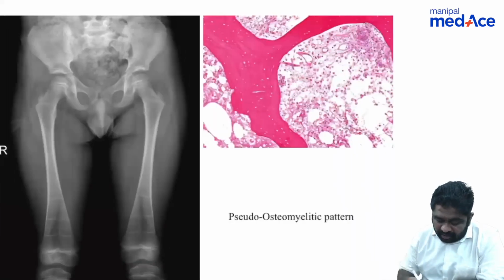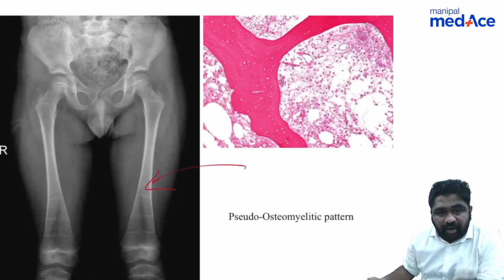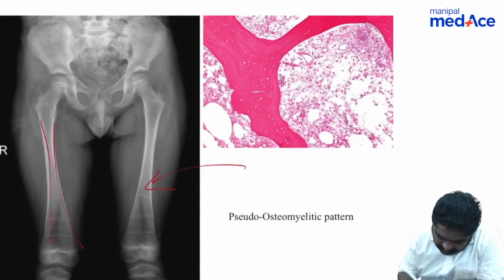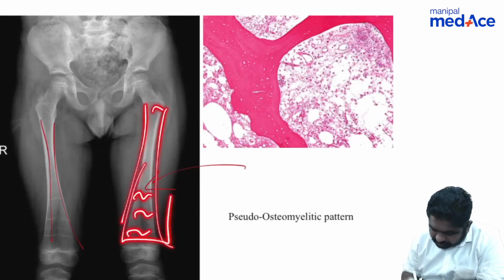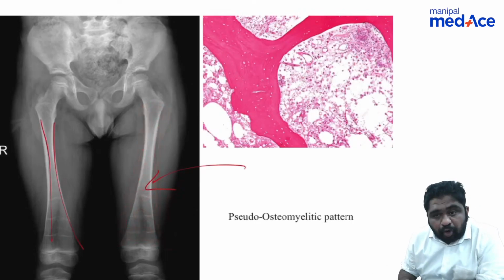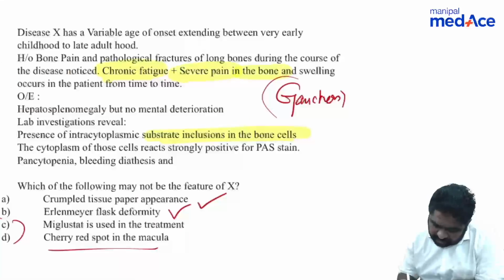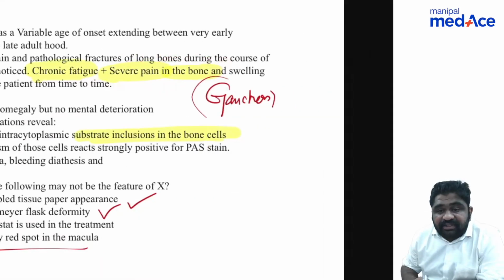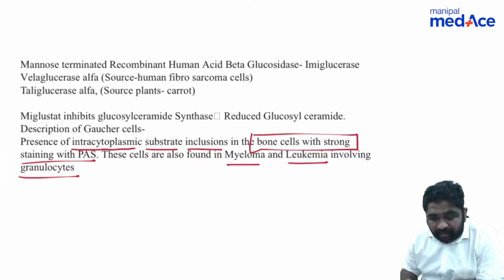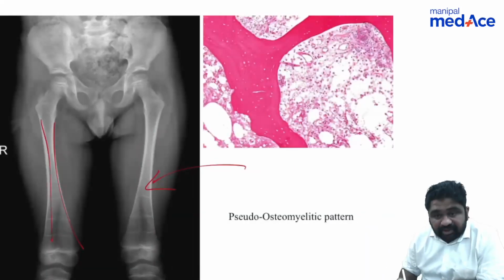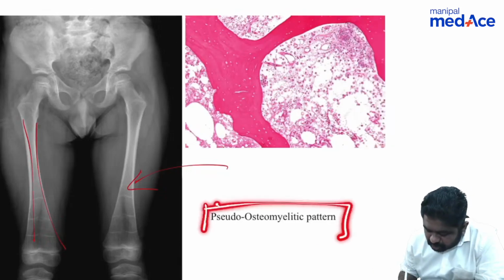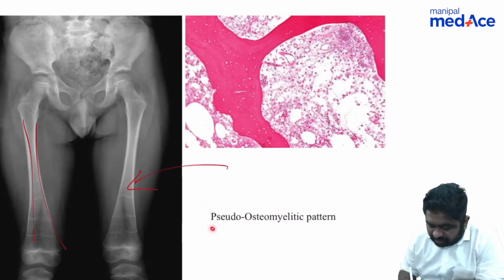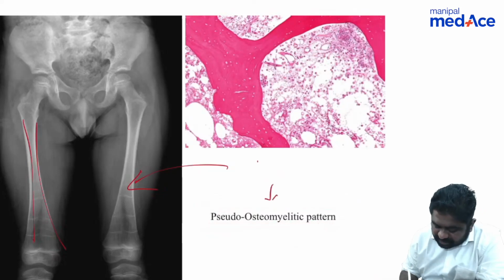Yeah. Now, this is called Erlenmeyer flask deformity. Can you notice this? The bone looks like a flask. And in this case, you had bone pain. Remember? In this case, you had severe pain in the bone. The severe pain in the bone is because of accumulation of the macrophages filled with lipid, because of which an osteomyelitic pattern is seen, but there is no active inflammation of the bone. So this is referred to as pseudo-osteomyelitic pattern. This can also be seen in case of Gaucher's disease.